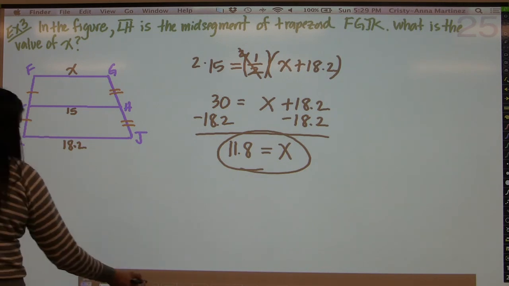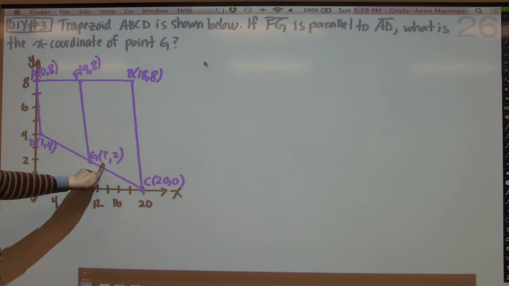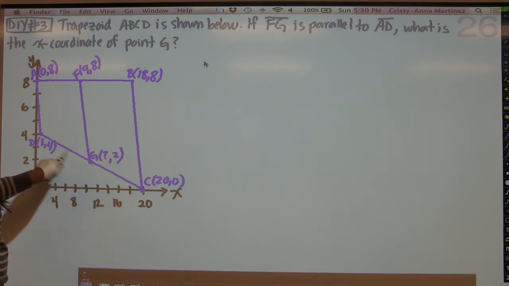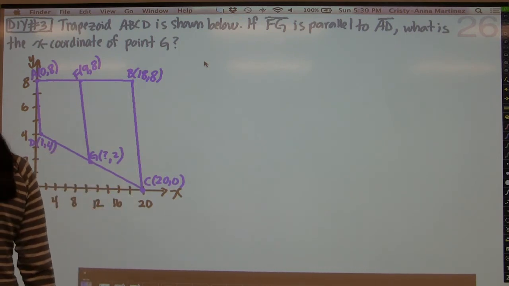Alrighty, so now we're going to have you try this one. Basically we're looking for the x coordinate of point G. Just remember that point G is supposed to be the midpoint of this side, so you can use the midpoint formula to figure that out.